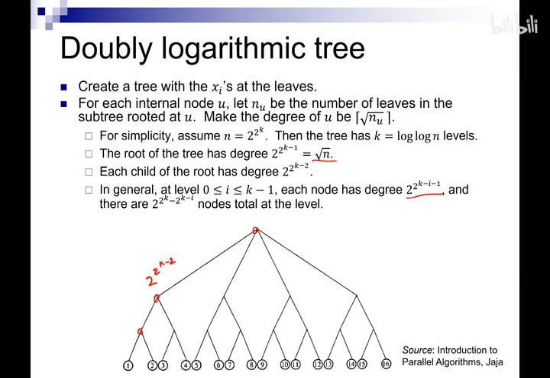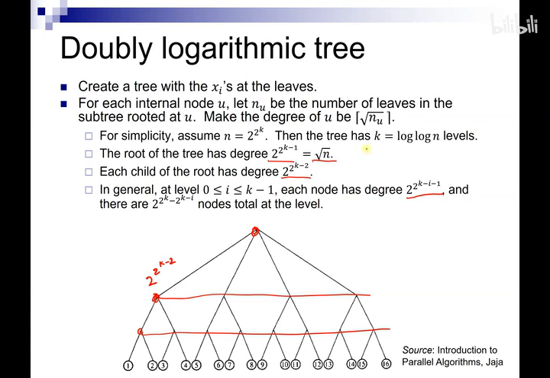Using this, we can also figure out the total number of nodes at each level. For example, this level has 4 nodes, and this level has 8 nodes. The way you figure out the total number of nodes at each layer is that in the first layer we branch 2 to the 2 to the k minus 1 ways. We have degree 2 to the 2 to the k minus 1. In the next layer, each node has degree 2 to the 2 to the k minus 2, and so on.